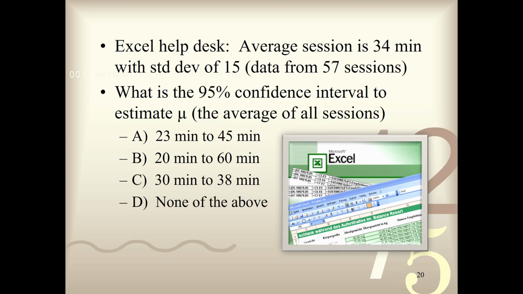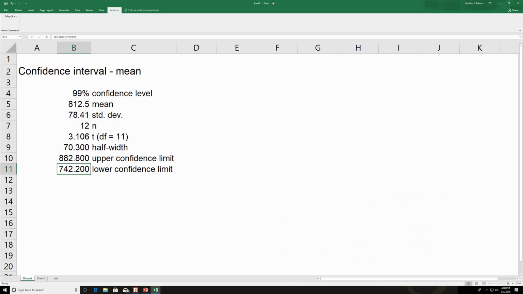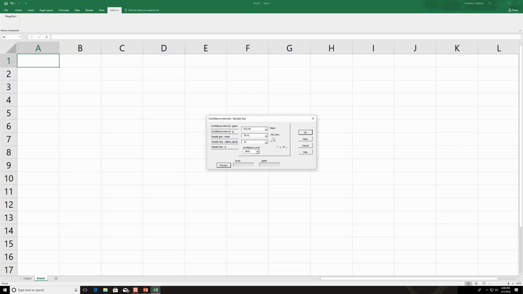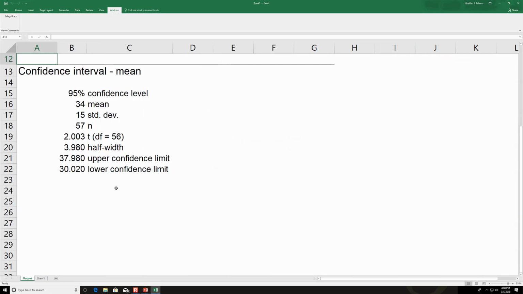So, again, using Megastat, confidence interval sample size, mean, go ahead and clear that. Mean number of minutes is 34, standard deviation is 15 minutes, and the sample size was 57 sessions. And I want to be 95% confident. I'm going to use the t-distribution because I have the sample standard deviation, not the population standard deviation. And there's my confidence level.